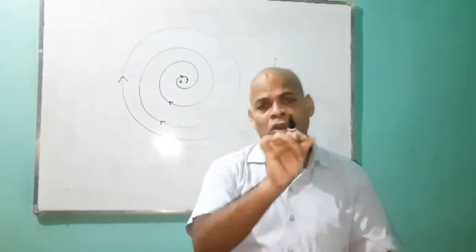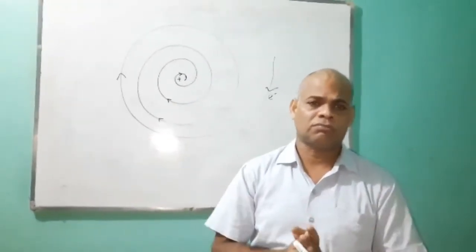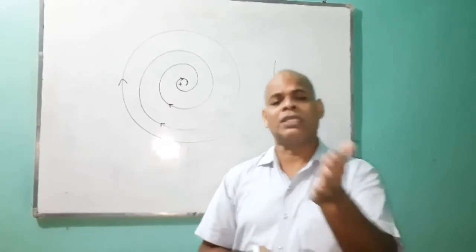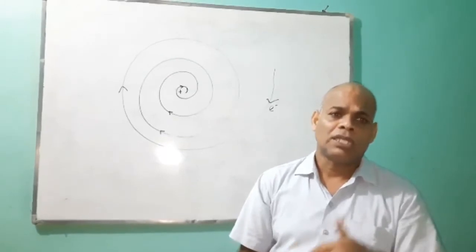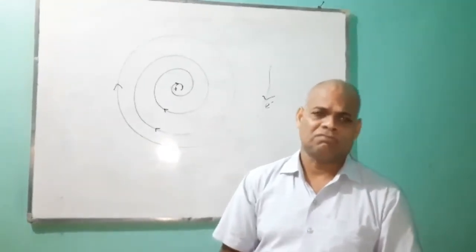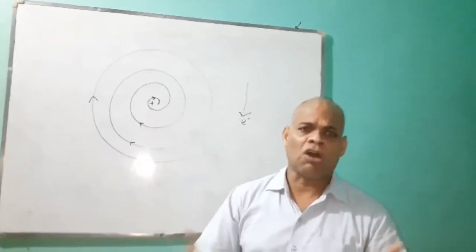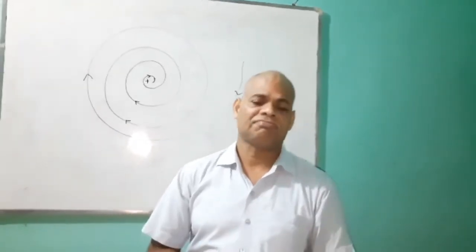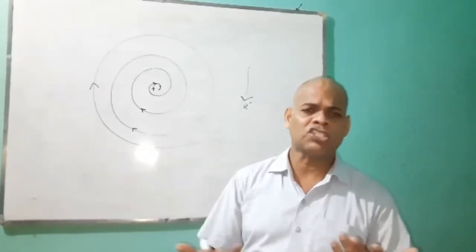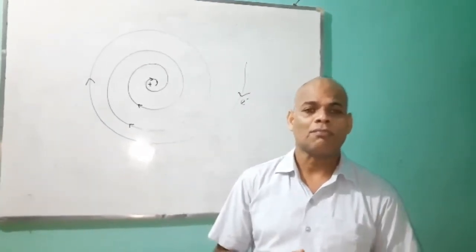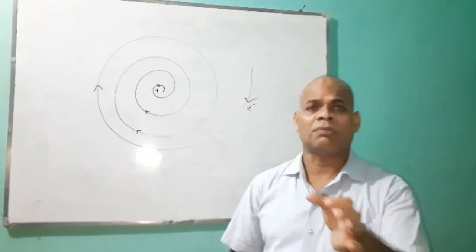If the electron falls into the nucleus, what will happen? The atom will collapse. If it happens, then the existence of the atom will be no more. But as we know, the atom is stable in nature.